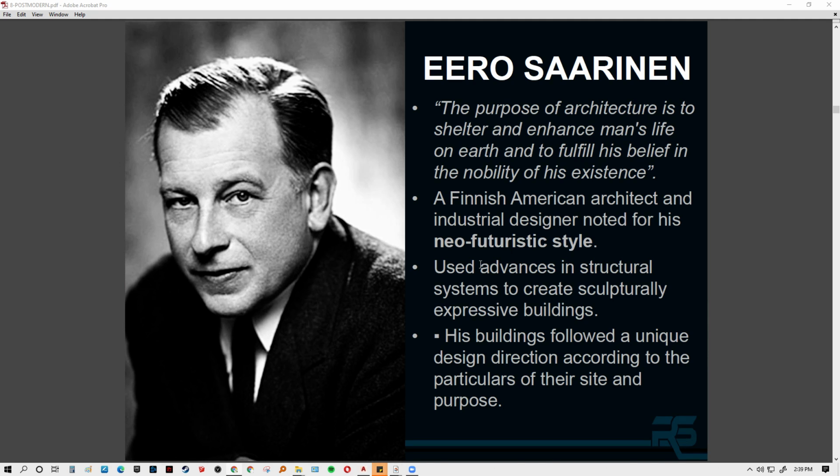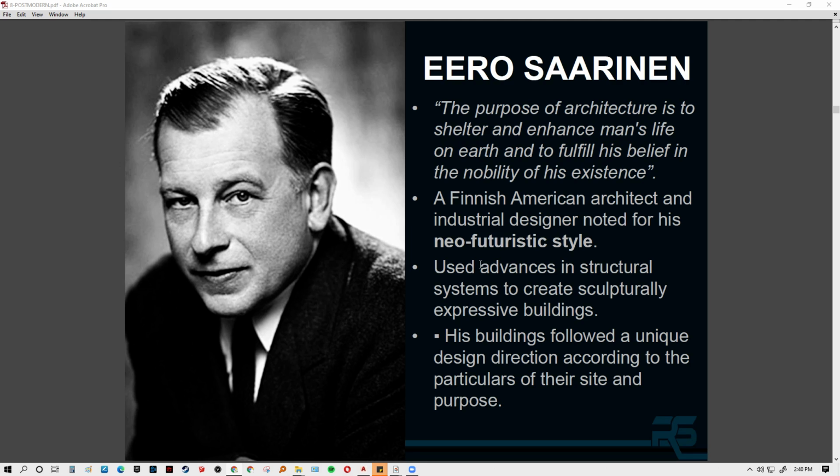Next one is Eero Saarinen. So for him, the purpose of architecture is to shelter and enhance man's life on earth and fulfill his belief in the nobility of his existence. So basically, being an architect, we have a mission that we have to fulfill, not just becoming a famous one for it, or not just to do what we want with some buildings, but we also consider if it is for the better of the community and not just for our own selfish reasons.